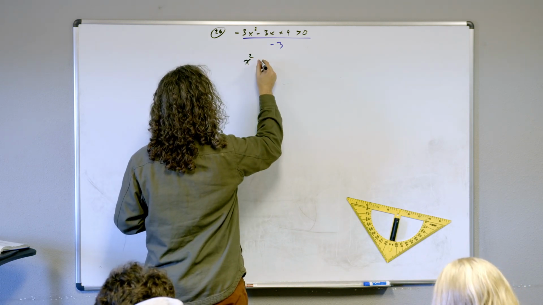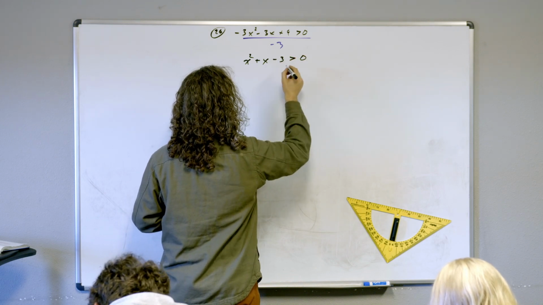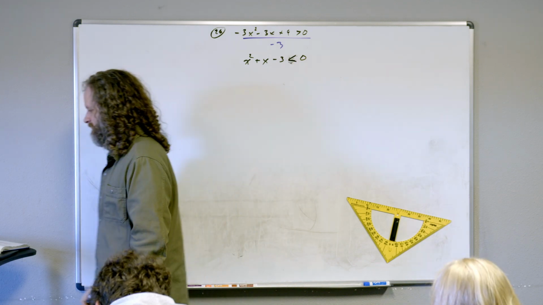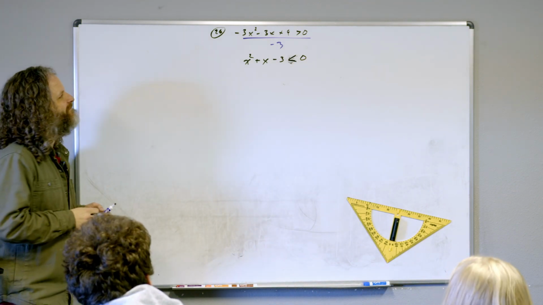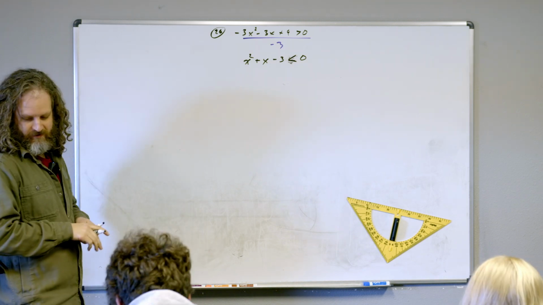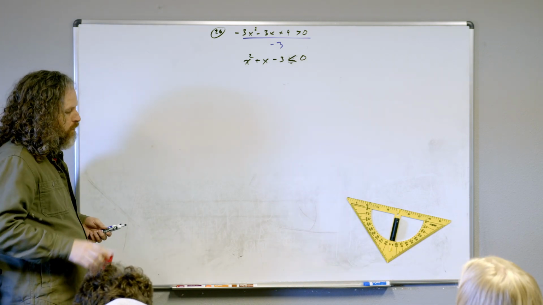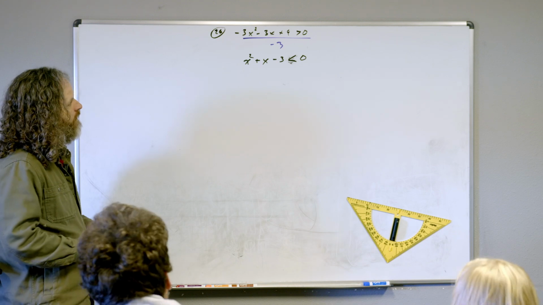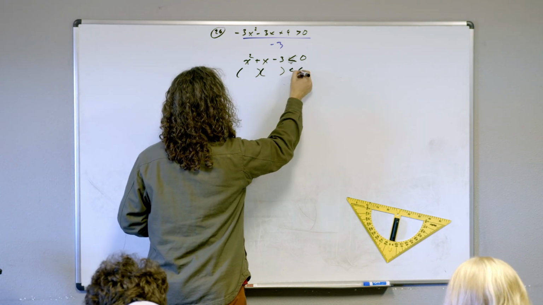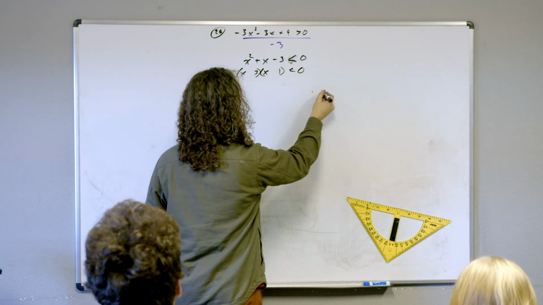X squared plus x minus 3 is less than 0. Dividing by a negative, flip the sign. It only flips if it's negative. Correct. Flip them signs. It's so much prettier now. Now what? Factor? We hope to factor. There's only one possibility, and it doesn't work. Sad day.